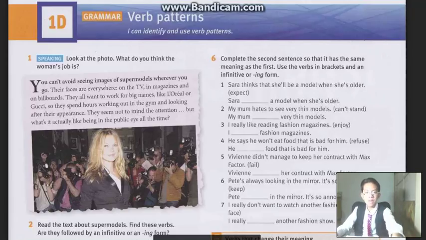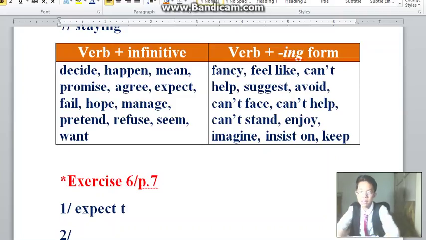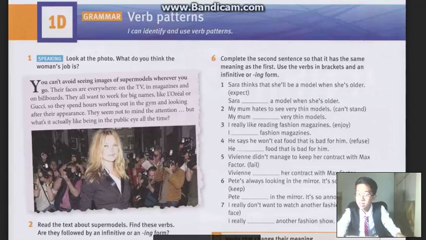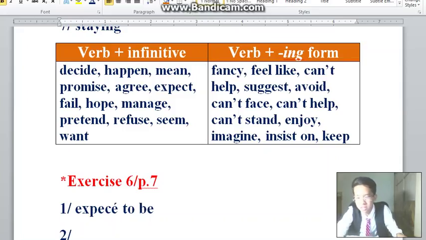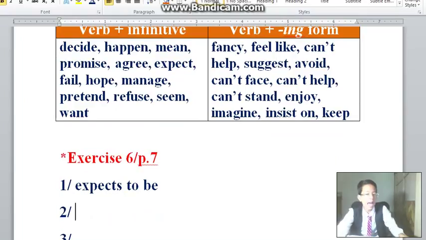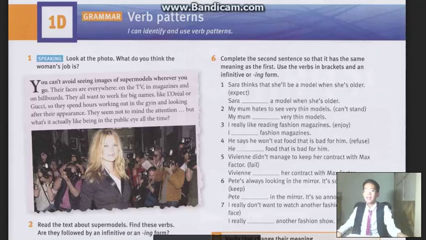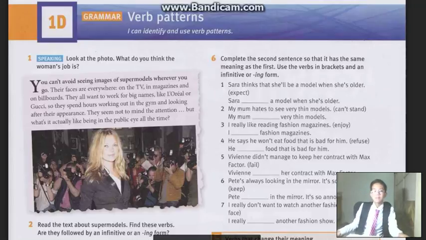Let's find the verb in the previous sentence: Sarah thinks that she will be. Be is a verb, so expect to be. But the subject of this sentence is Sarah, which is one, not two, so we have to put S after the verb expect. A beautifully correct answer: Sarah expects to be a mother when she is older. Sentences 2 to 7 will do the same.